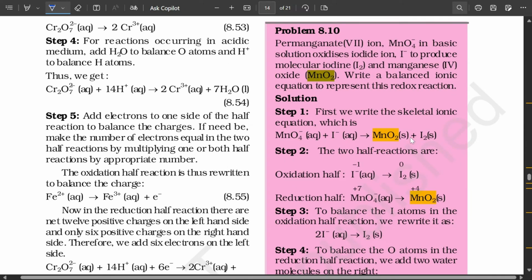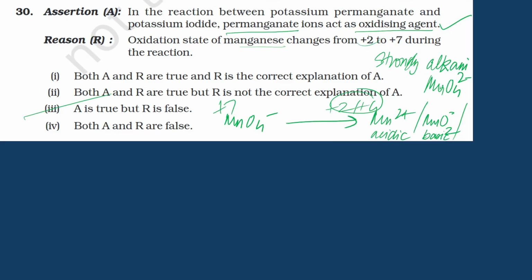Basic medium में दिया है कि permanganate iodide के साथ MnO2 देता है, right? So unless the medium is specified, you can't be sure. This is one of those googly kind of questions. In 11th grade, it feels like, bhai. In 12th, you're like, that's okay, this is not that big a deal. But in 11th, this may be an uphill question.